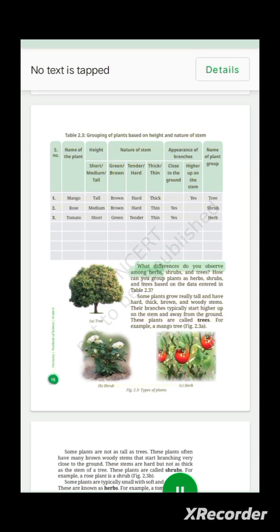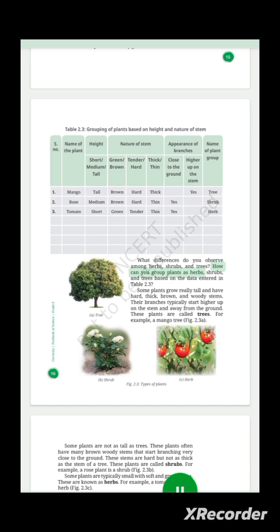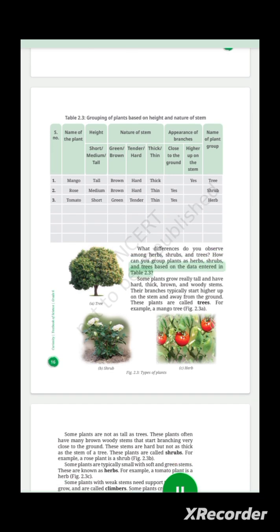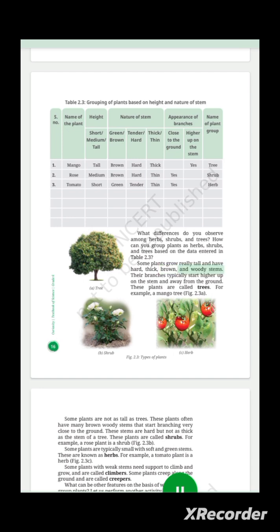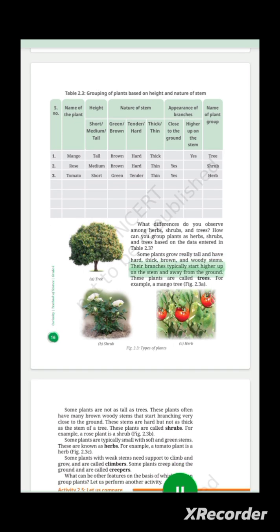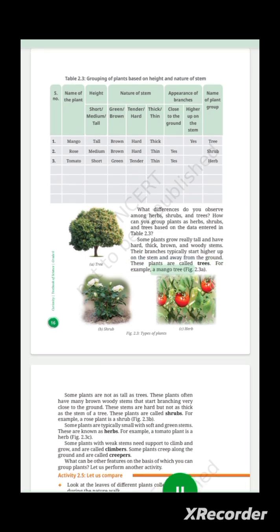What differences do you observe among herbs, shrubs, and trees? How can you group plants as herbs, shrubs, and trees based on the data entered in Table 2.3? Some plants grow really tall and have hard, thick, brown, and woody stems. Their branches typically start higher up on the stem and away from the ground. These plants are called trees. For example, a mango tree Fig. 2.3a.